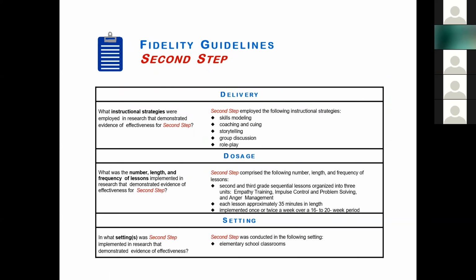Okay, so here is where they begin to break it down. And you'll notice here on this first page, there's 3 categories. First off, delivery. They talk about what instructional strategies were employed in the research that demonstrated the effects. And so they use these following instructional strategies. Again, reminding folks, this is what you should be doing. You should be doing skills modeling. You should be doing coaching and cueing, storytelling, group discussion, and role playing. Again, a reminder, these are the pieces that we feel like need to be in place.